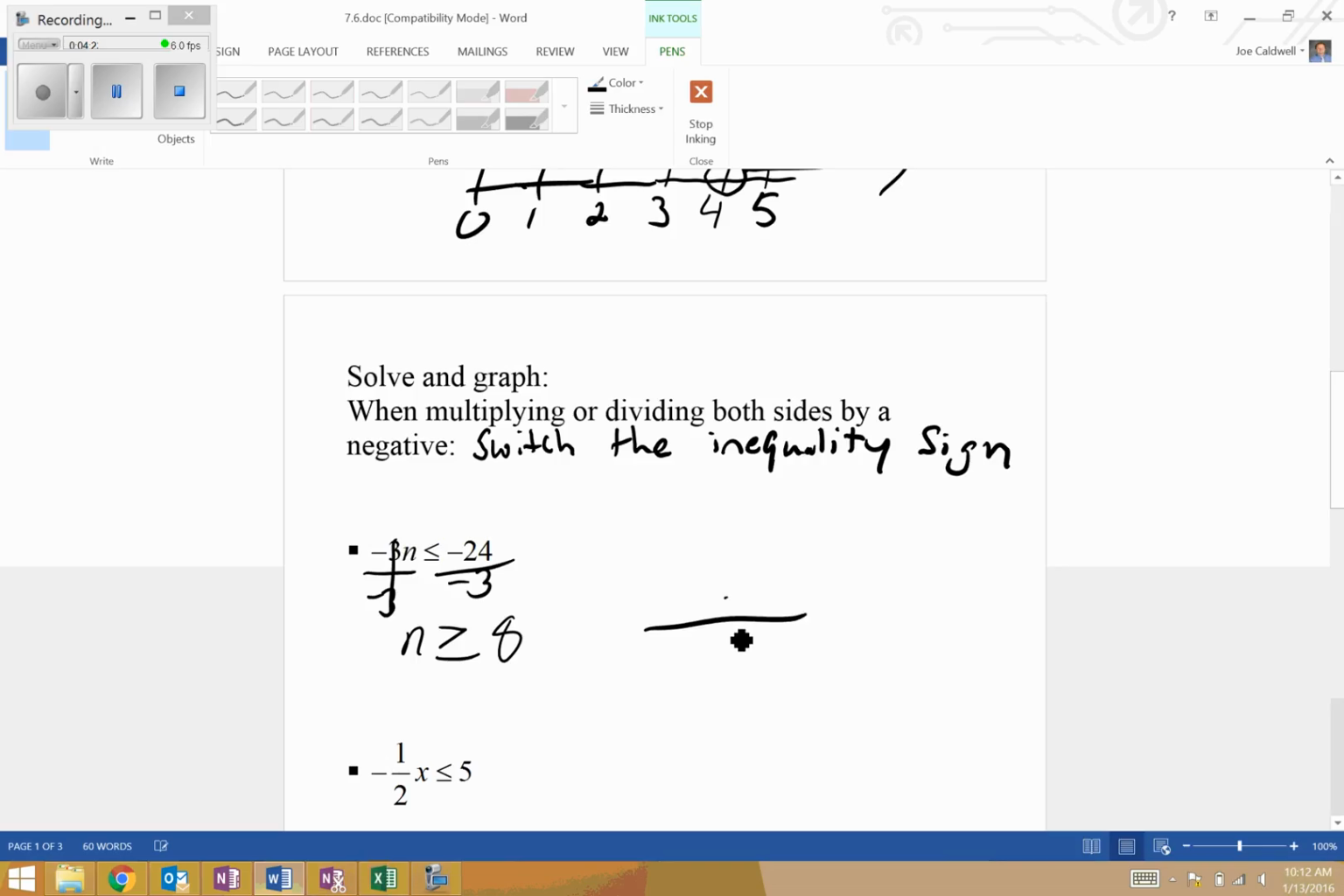And of course we need to graph our answer. We have 8, we have 9, we have 7. So n is greater than or equal to 8. Okay? So we fill it in because it's equal to. If it's going to be greater than 8, it's got to be any number that way.